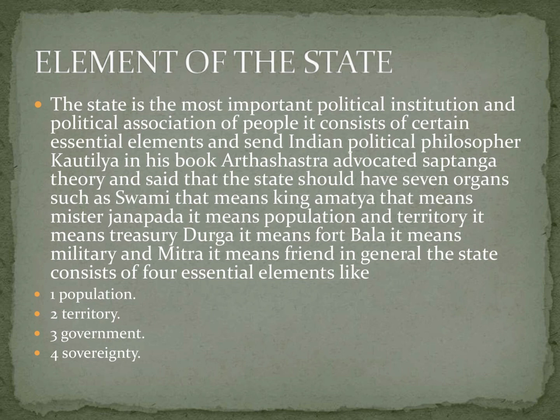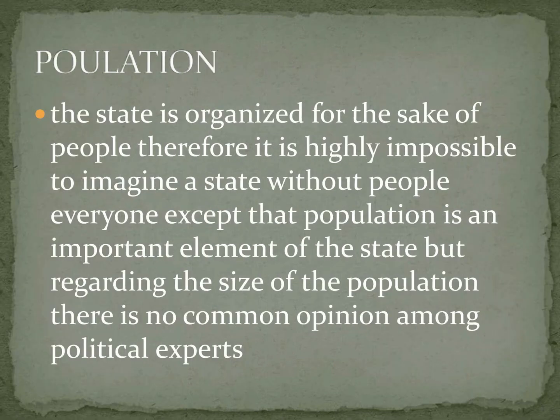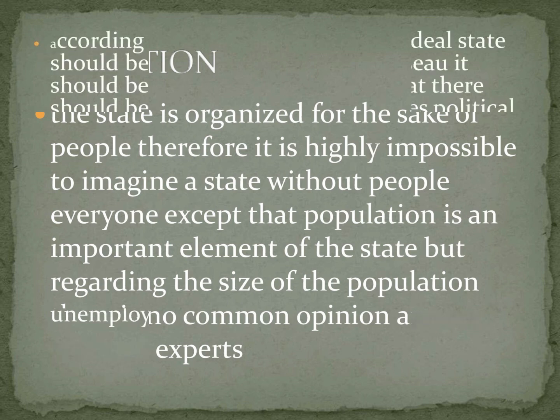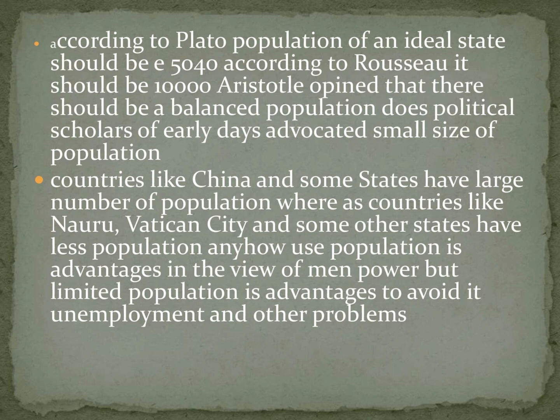Now we'll discuss the role of the people towards the formation of the state. Being the highest human association, the state must have a population. The state is organized for the sake of the people. When the state itself is the product of the people, it is quite natural that the population is the basis of formation of the state. Therefore, it is impossible to imagine a state without people. When the state came into existence for providing a good life for the people, how can we neglect the people? The people are part and parcel of the state. They form the state for their own sake. So we can't imagine a state without people.